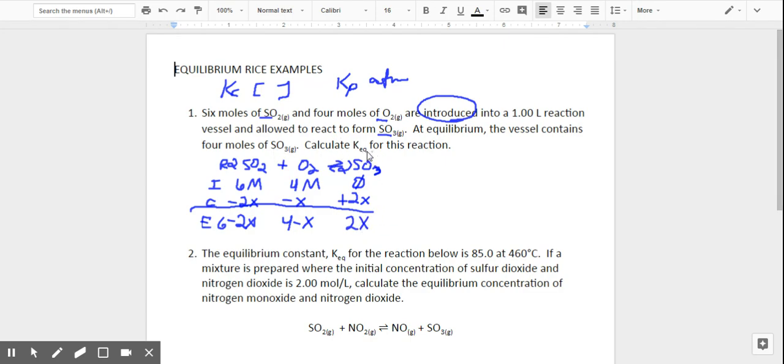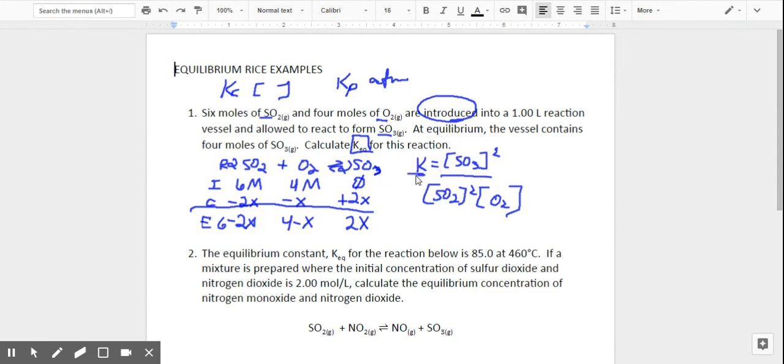Now, the whole point of this question is to calculate K. So let's step aside right here and figure out what my K expression would be. So I'll write my K expression. Remember, it's products raised to their coefficient over reactants raised to their coefficient. So my products are SO3, and I'm going to raise it to the second power because of the 2 coefficient, over SO2 raised to the second power times O2. So this is my equilibrium expression.